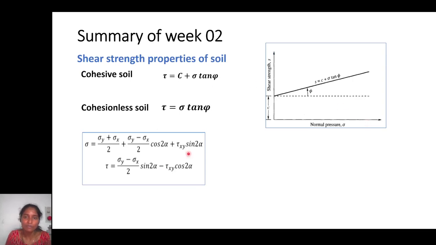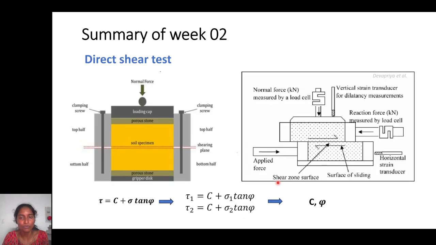This is the basic shear strength we have discussed, about cohesion and angle of internal friction, why cohesive soils will have cohesion and sand will not have cohesion. And correspondingly, we have discussed the direct shear test.